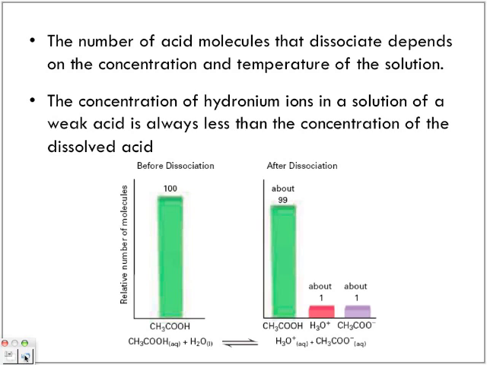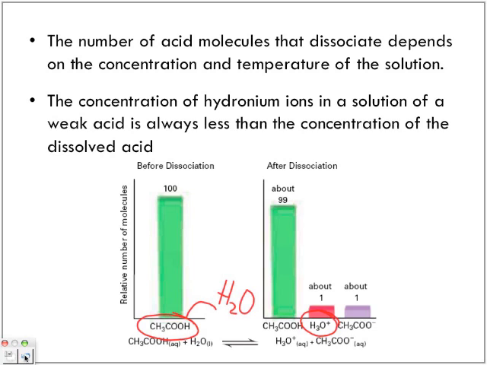Before dissociation, here is acetic acid, CH3COOH. When it dissociates, it gives off that hydrogen proton to water, forming the hydronium ion. And here, if we looked at it in terms of numbers, right?